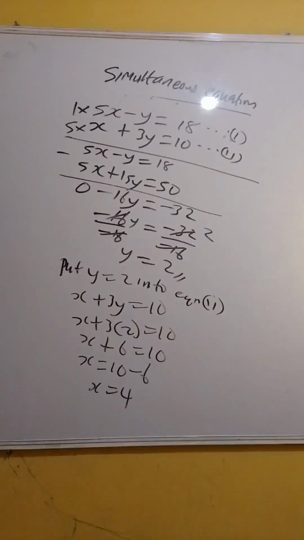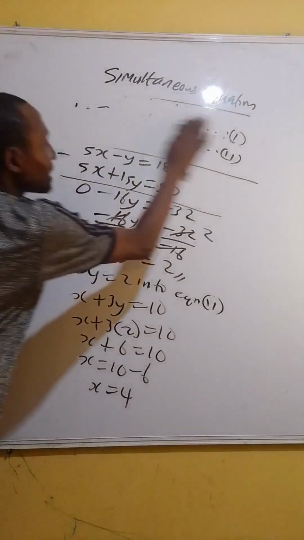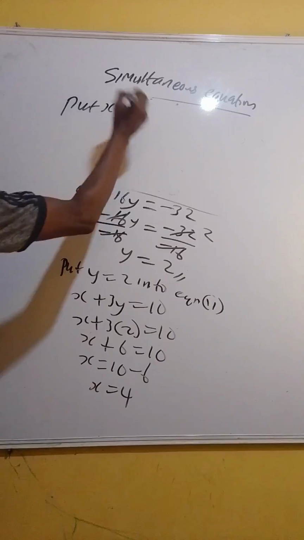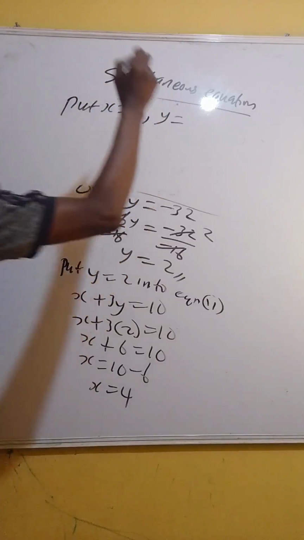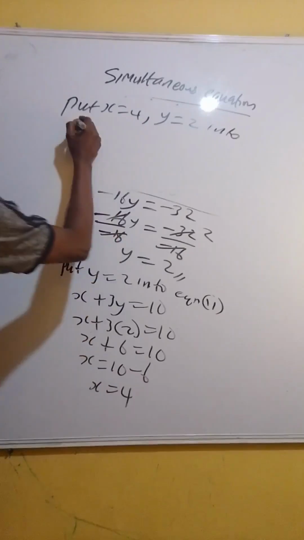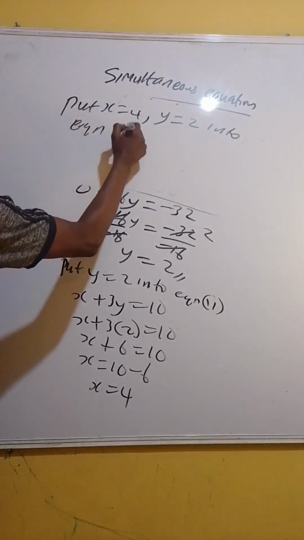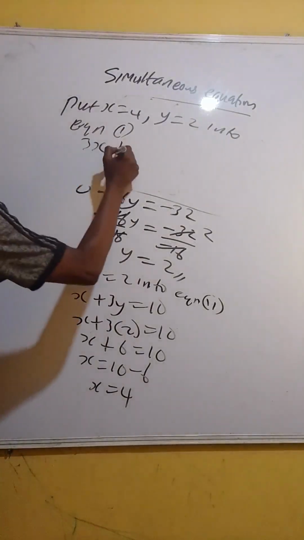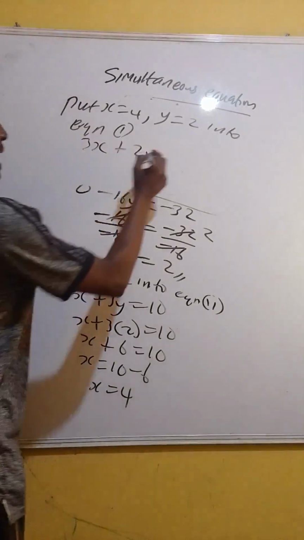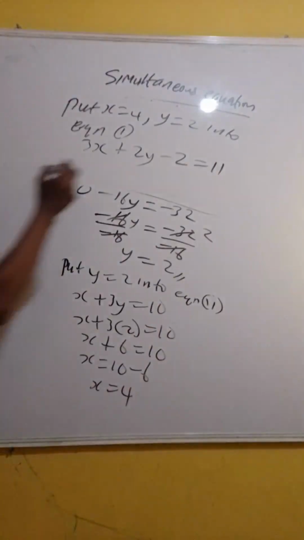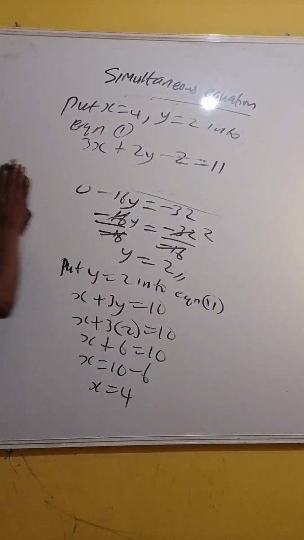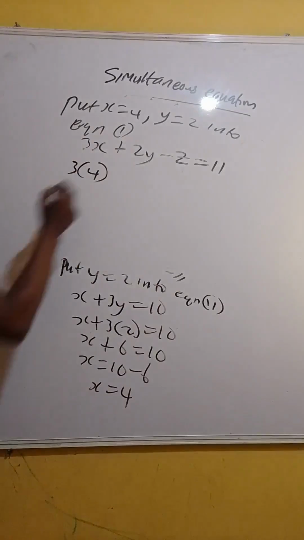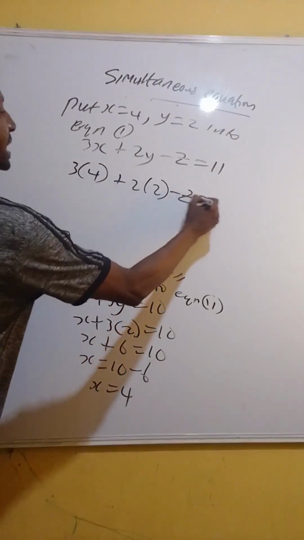So now come on, hold that with me, follow. Next, put x equals 4, y equals 2 into equation 1, that was where we have our 3x plus 2y minus z equals 11. Don't forget this is a z. Now what do we do? Anywhere you see x, you put 4. So I have 3 bracket 4 plus 2 bracket 2 minus z equals 11.